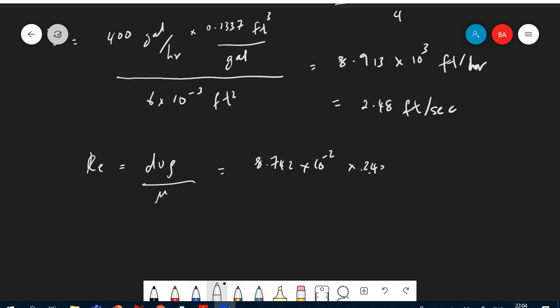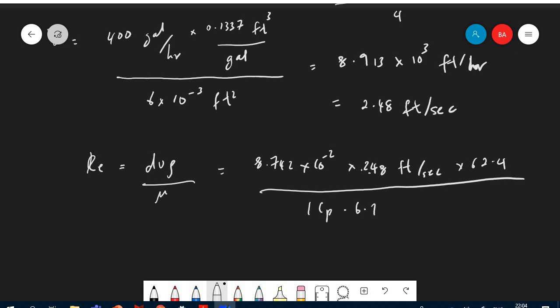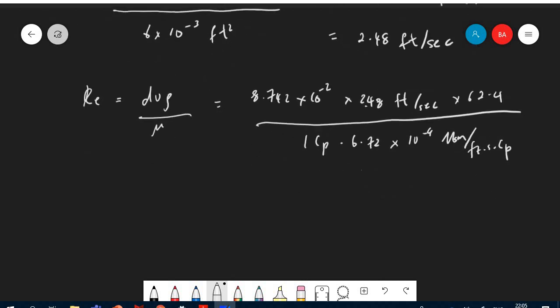2.48 feet per second into 62.4, that is the rho, pound per feet cube, and that is divided by mu, and mu is 1 centipoise, and if you just make your conversion, this is 6.72 into 10 to the power minus 4 pound mass per feet second, and that is equal to, the Reynolds number is going to be 2.01 into 10 to the power 4.